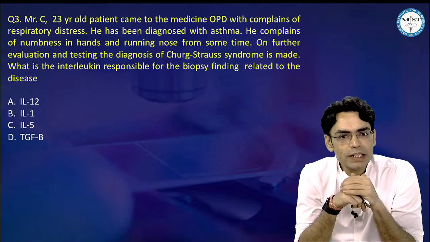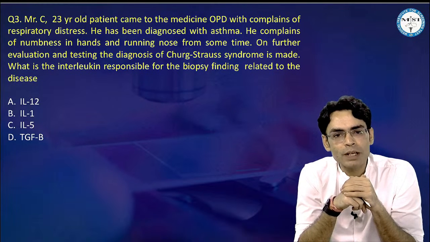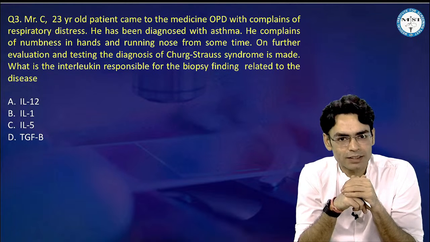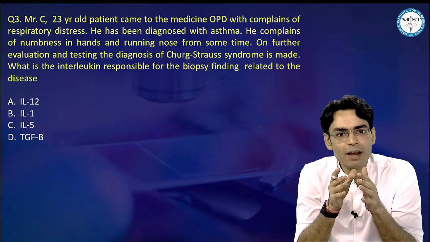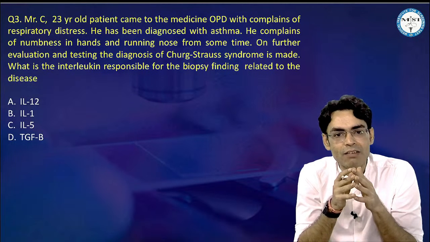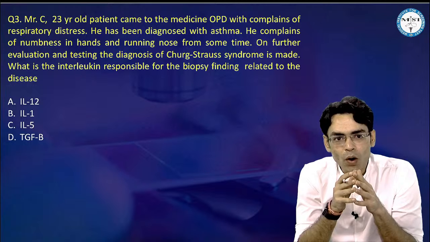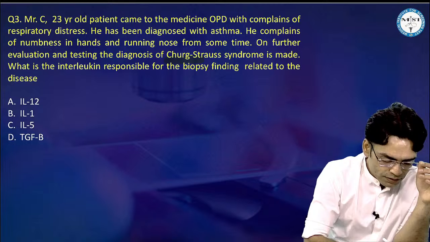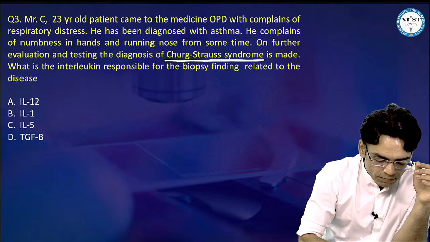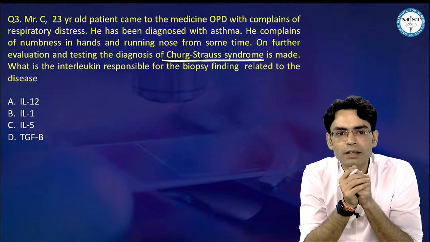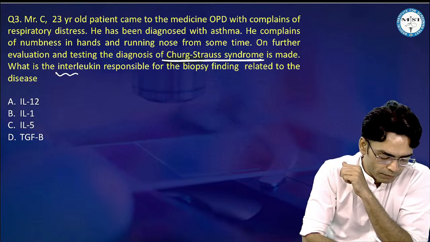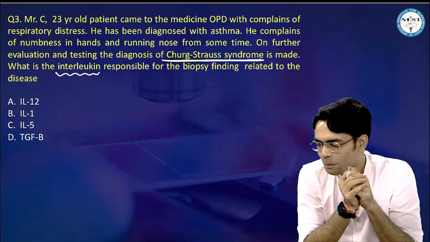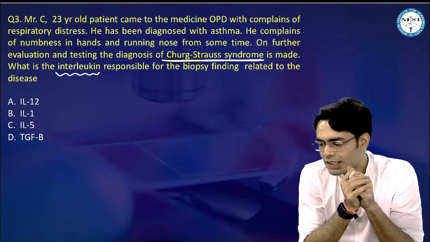Mr. C, a 23-year-old patient, came to the medicine OPD with complaints of respiratory distress. He has been diagnosed with asthma. He complains of numbness in the hands and a running nose for some time. On further evaluation and testing, the diagnosis of Churg-Strauss syndrome is made. What is the interleukin responsible for the biopsy findings related to the disease?